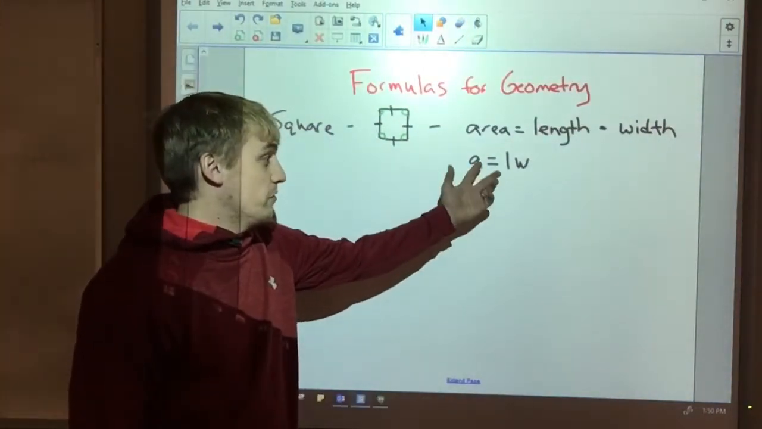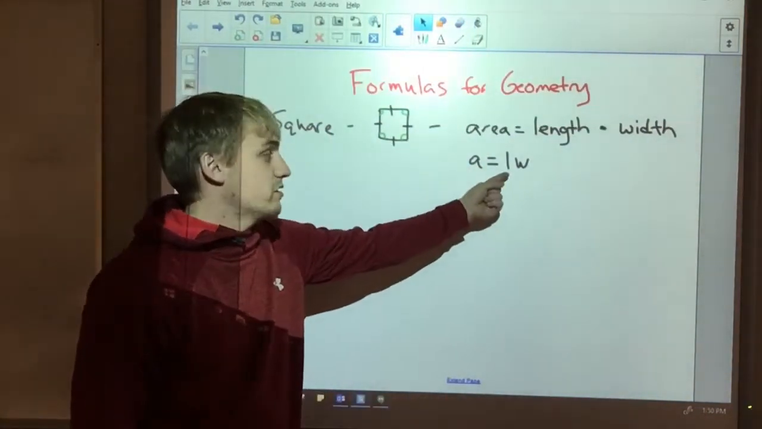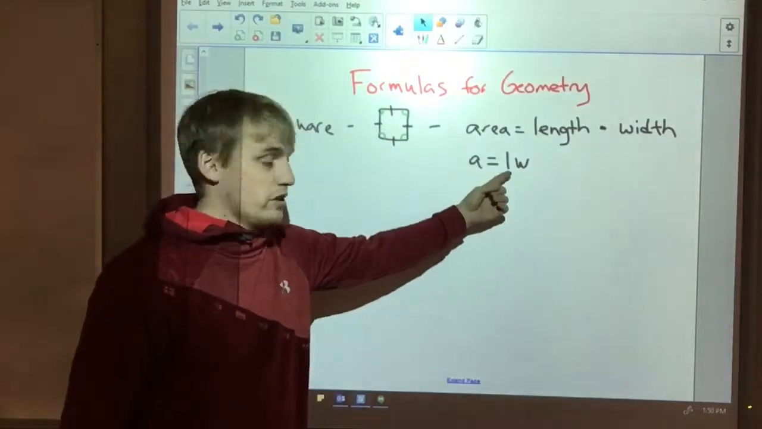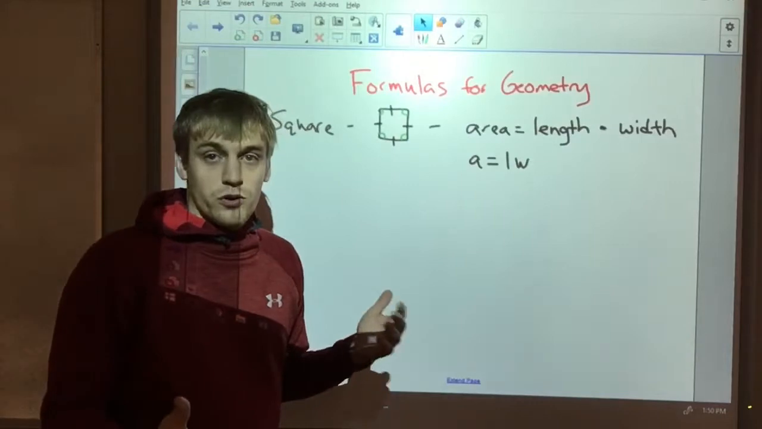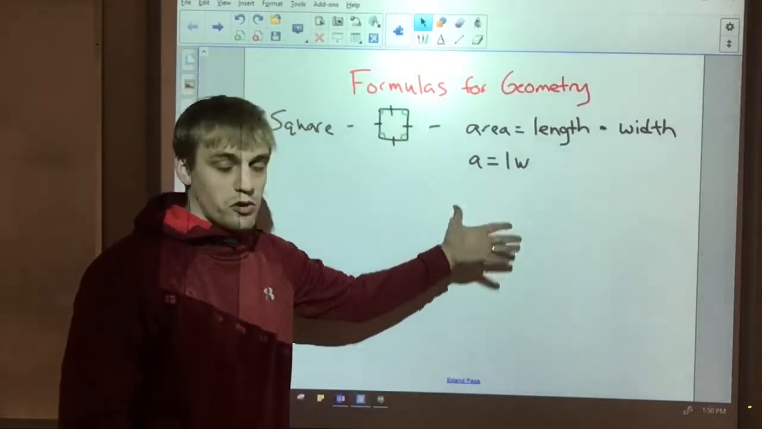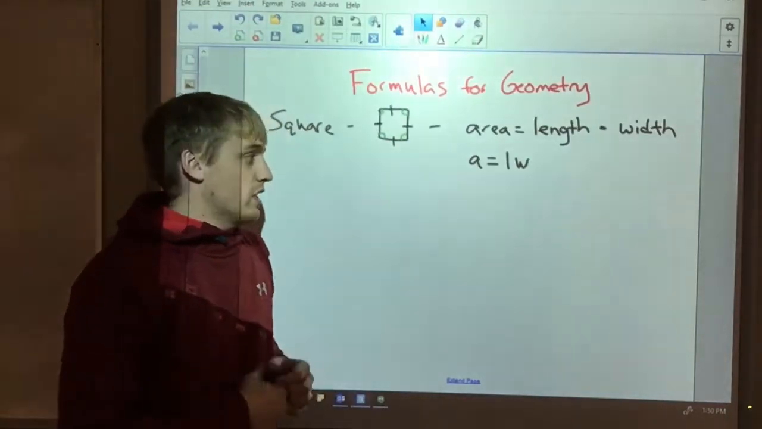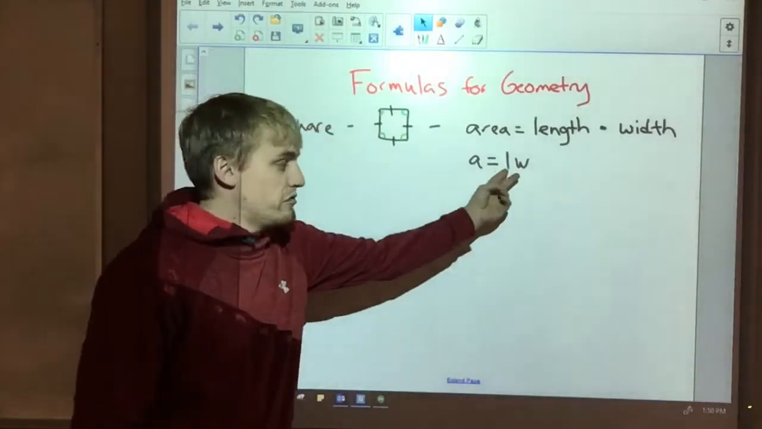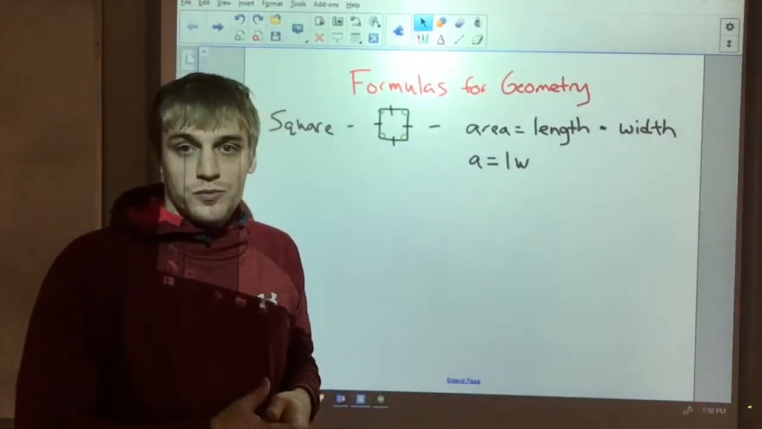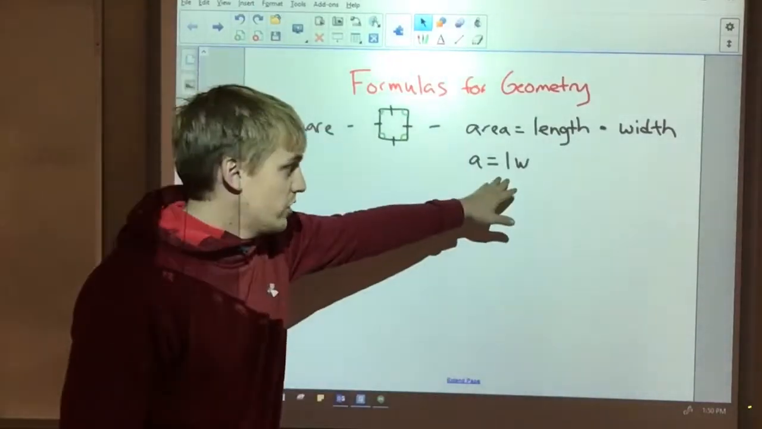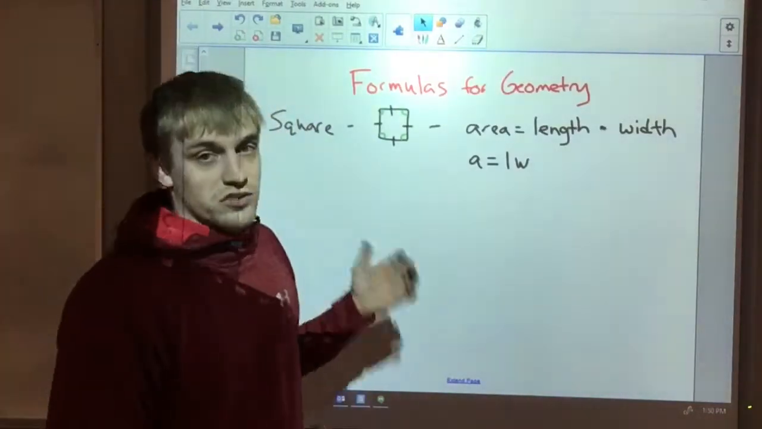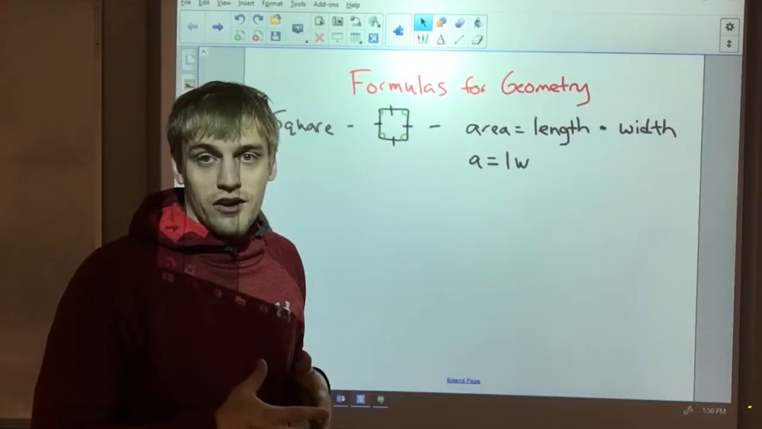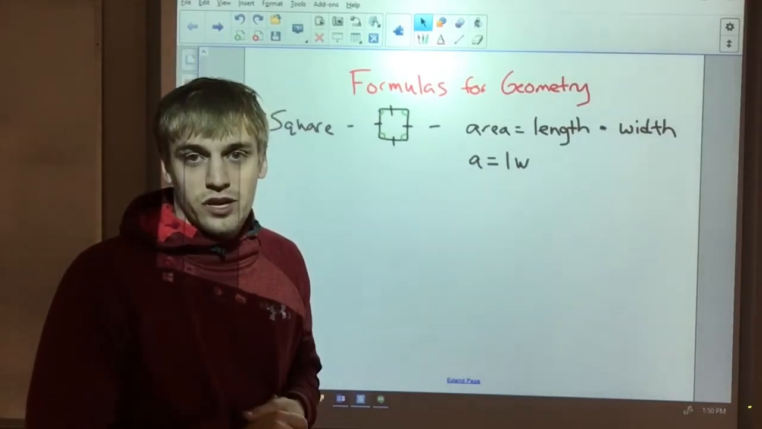Remember, these are variables because we don't know what the area is, and right now, since it's a formula, we don't know what the length is. And W stands for width. We don't know what the width is yet because it's just a formula that we're going to use. When two variables are right next to each other, that means multiplication. So we don't have to put anything in between. We can just write A equals LW, and that stands for area equals length times width.